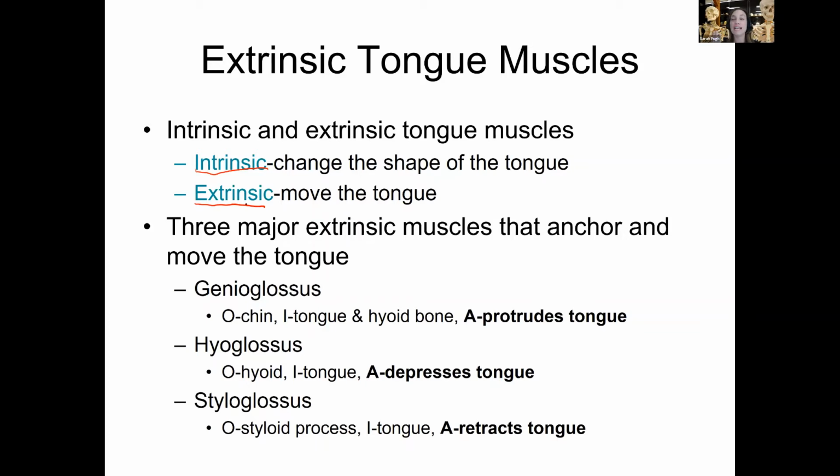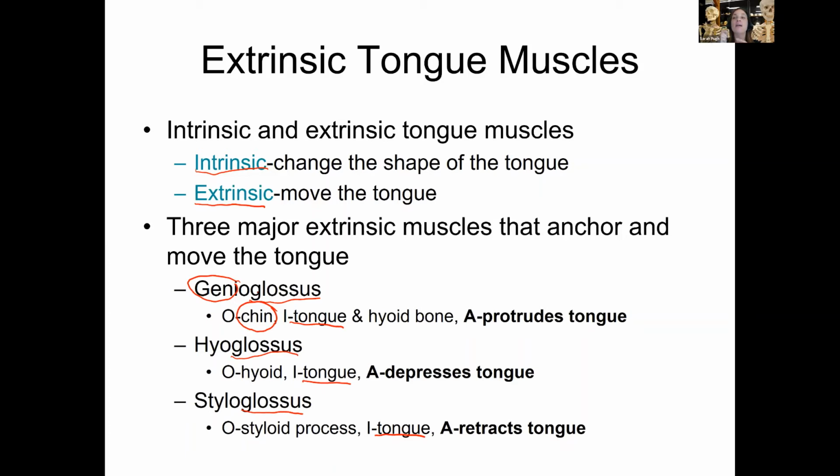So there are actually 3 extrinsic tongue muscles that I'm going to walk you through. These are all named for their origin and insertion. The genioglossus, the hyoglossus, and the styloglossus. Notice they all have the ending glossus. That's because they all insert on the tongue, and glossus means tongue. So the genioglossus, geni is chin. The origin of the genioglossus is the chin. It's sort of the back of your chin, and it's going to insert on the tongue and the hyoid bone.